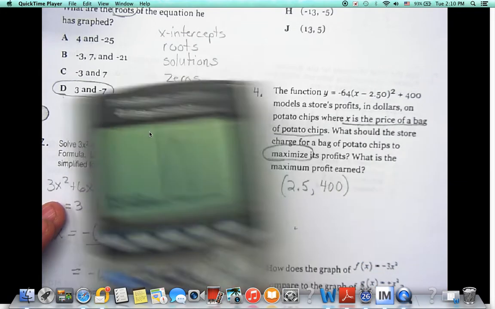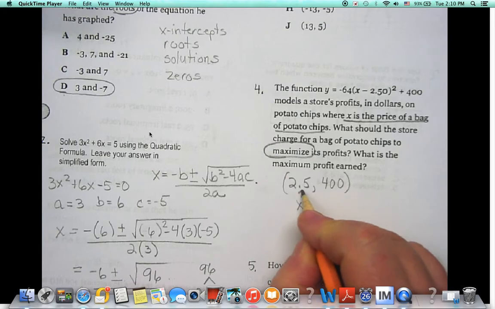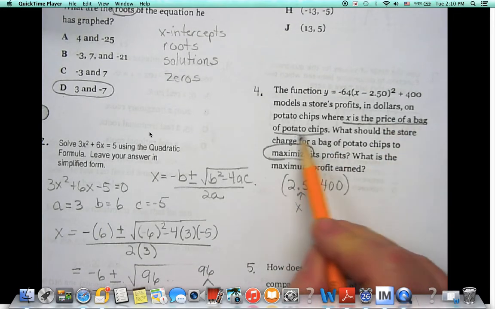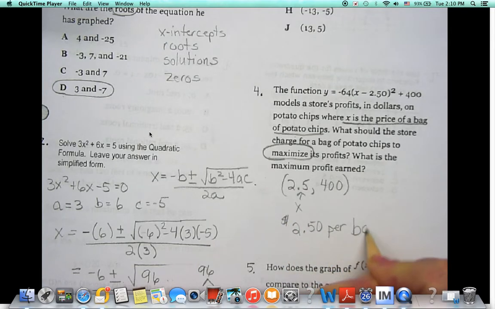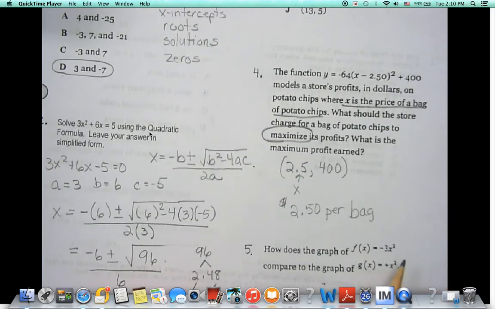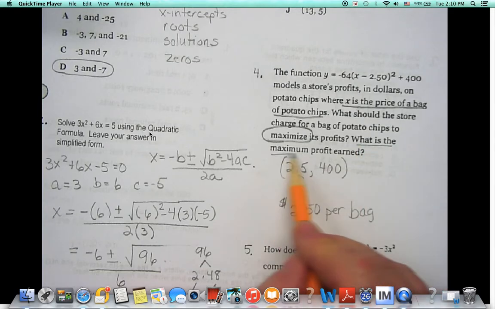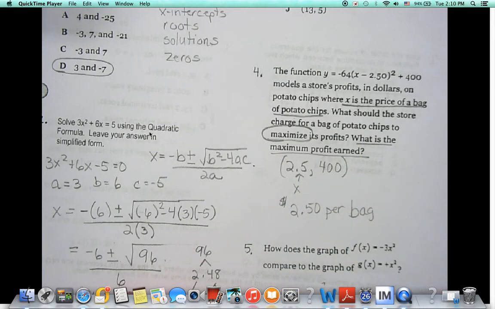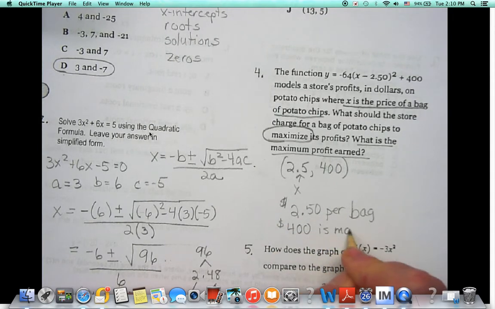Which one of these is the x? 2.5. And the x is the price of a bag of potato chips. So how much should they charge for the potato chips? $2.50 per bag. Then it asked another question. There's two questions. What is the maximum profit earned? $400 is the maximum profit.